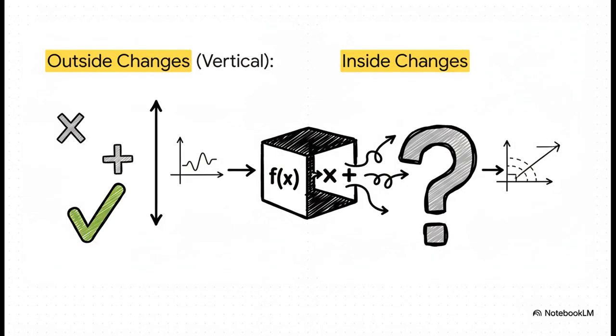Okay, if you remember one thing from all this, let it be this. This is the big rule, the master key. Anything you do outside the function's parentheses affects the graph vertically, up and down. And it does exactly what you'd think. But any changes you make inside the parentheses, to the x itself, that affects the graph horizontally, left and right, and it does the opposite of what you'd expect. This one rule governs everything.